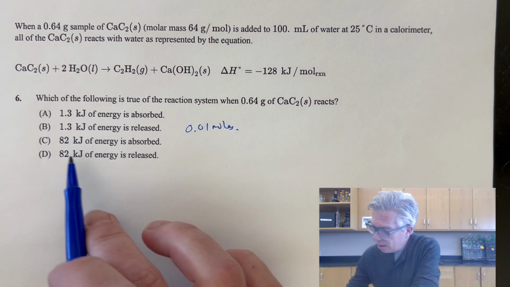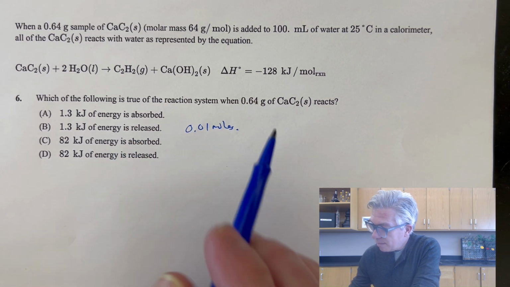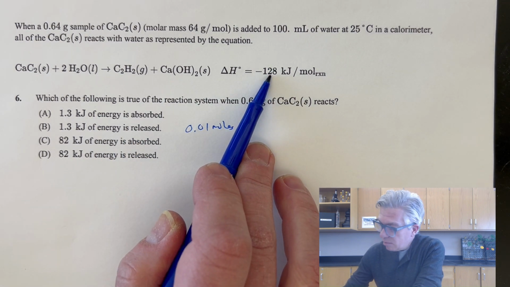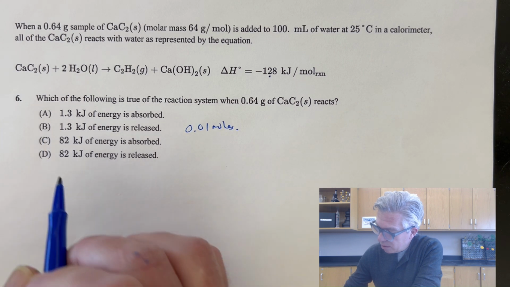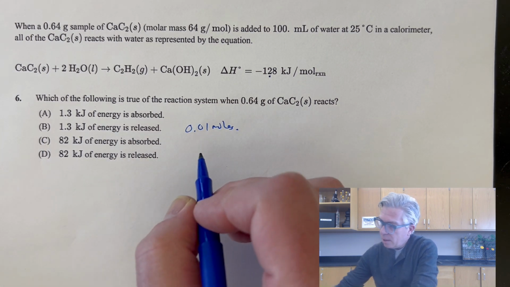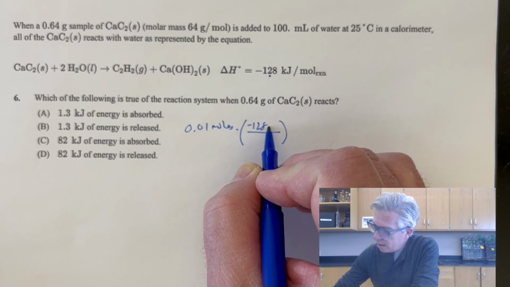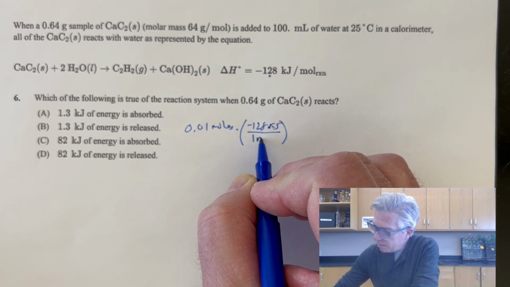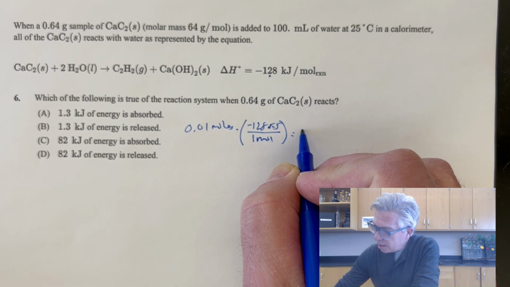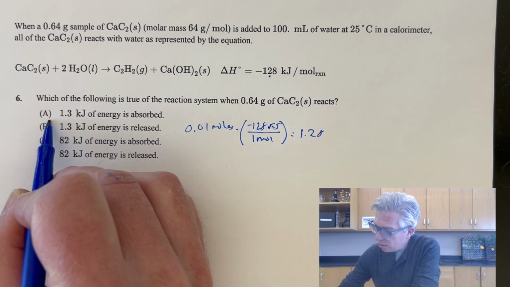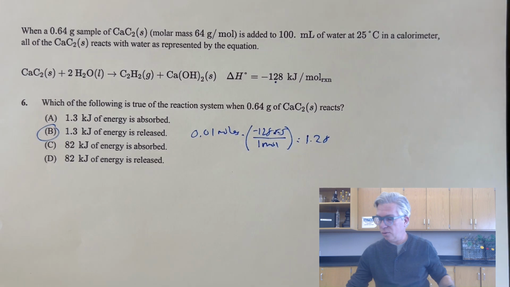So we have a bunch of energy either absorbed or released. It's negative, so it's going to be released, so it's got to be either B or D. 0.01 moles times negative 128 kilojoules per mole. That's going to give me 1.28, which is very close to 1.3 kilojoules, and that's released because it is negative. All right, and next one, sorry about that.